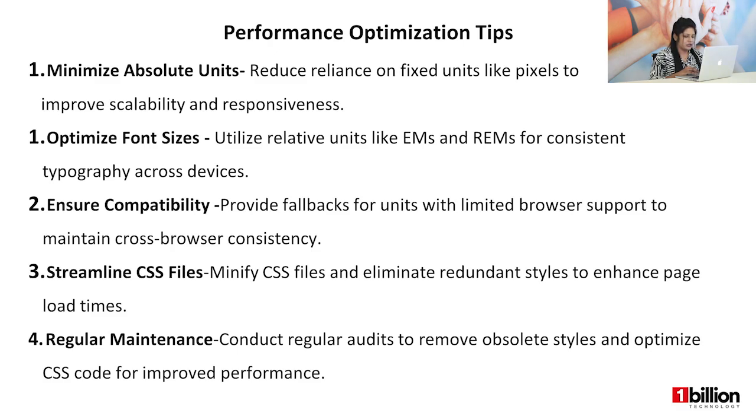In that case, we can minimize the absolute units. For that, we can reduce reliance on fixed units like pixels to improve scalability and responsiveness. And the second point is optimize font size. For that, we can utilize relative units like EM and REM for consistent typography across devices. The third point is ensure compatibility. Provide fallbacks for units with limited browser support to maintain cross-browser consistency.